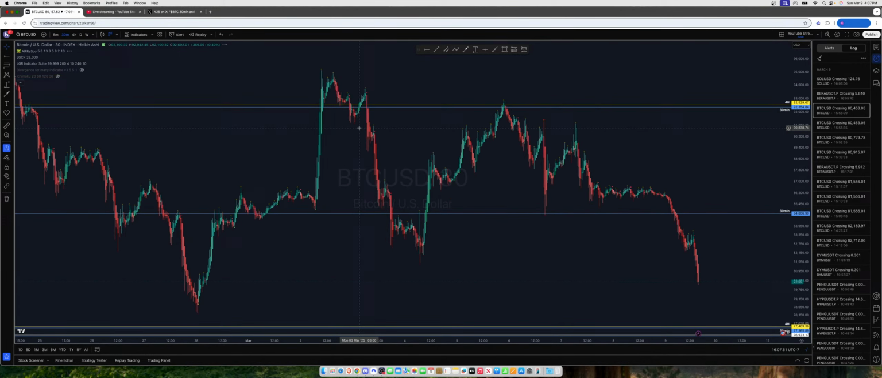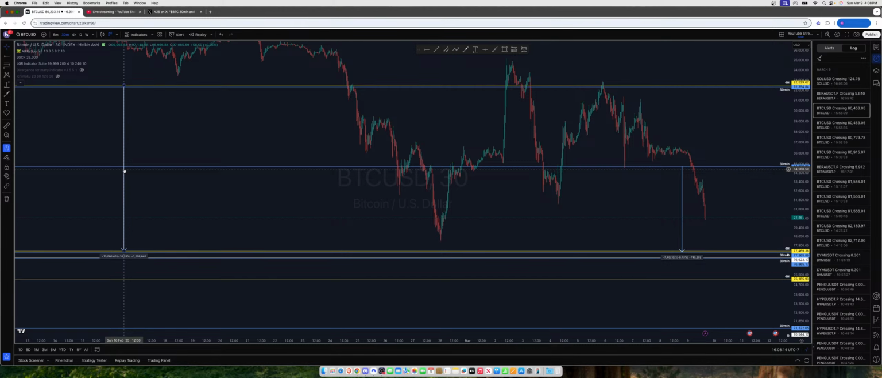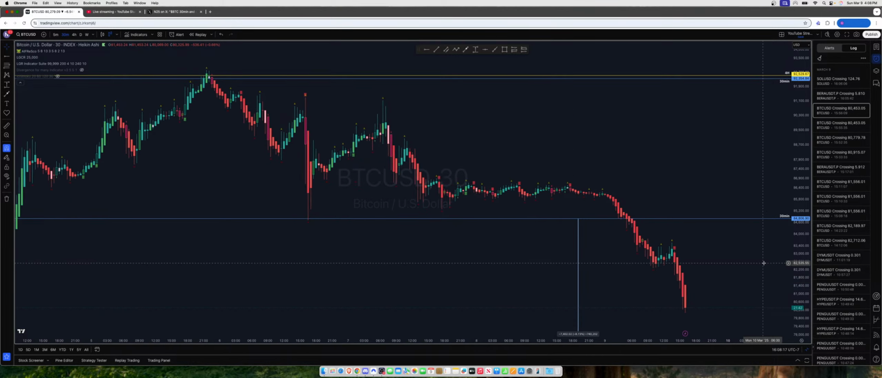And I have these all marked as well. So obviously this is what we're going for now, on lower time frame as well. But what I wanted to actually show you guys is, let me actually delete some of the stuff. Take a look at this.